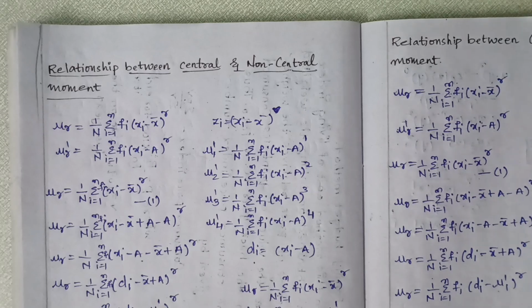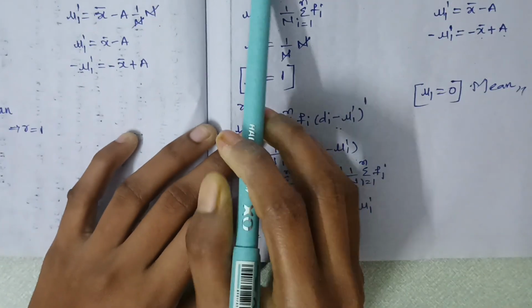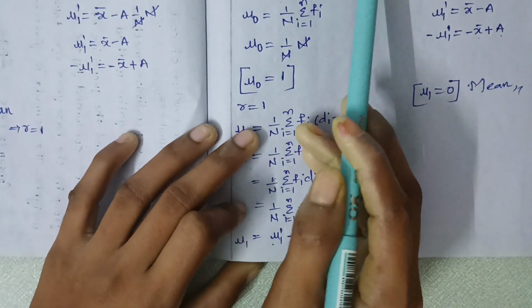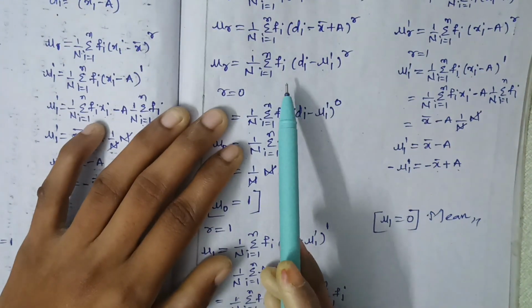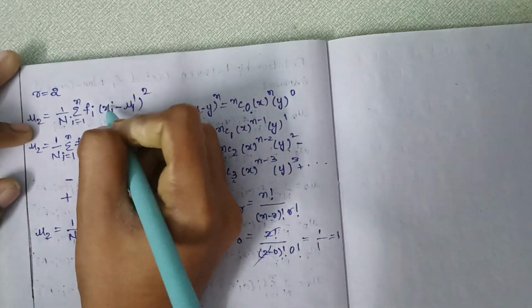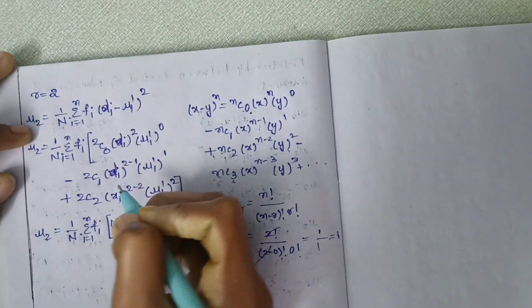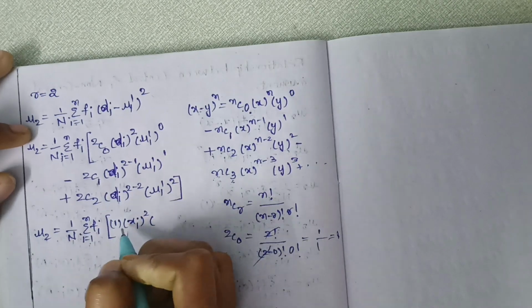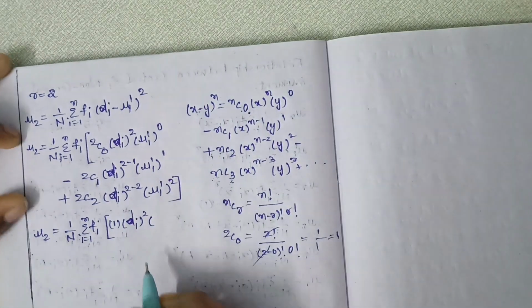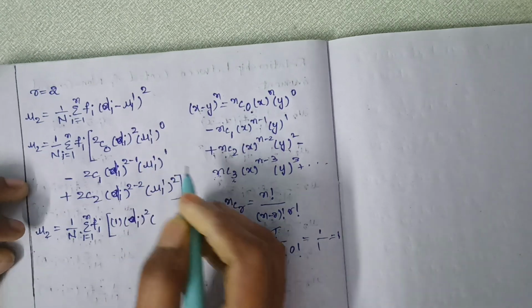the formula is di, right? See the formula. First, mu r is (di minus mu 1 dash) whole to the power of r. So here we have written xi, so we need to change it. Therefore, it is di, not xi. Di and di, therefore di square. Anything to the power of 0 is 1.